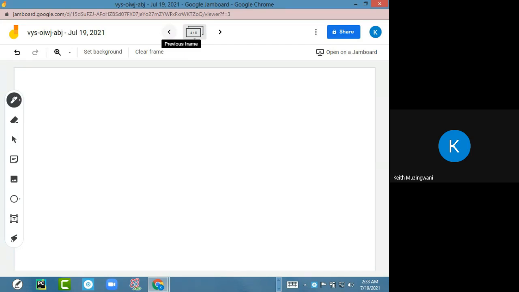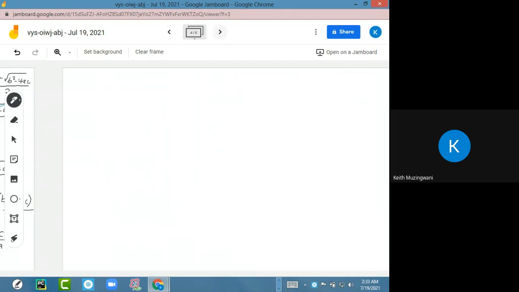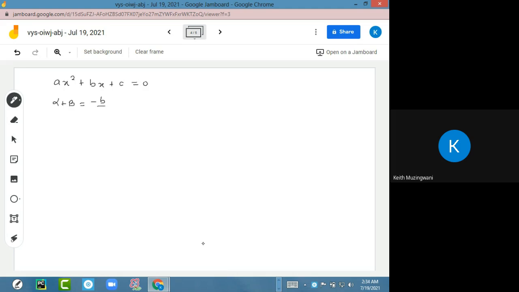Even it is different from what I'm looking for. Okay. So let me just add one concept. Now we know the sum, and we also have the normal quadratic: ax squared plus bx plus c is 0. We've just discovered that alpha plus beta is negative b over a, and that alpha beta itself is c over a.